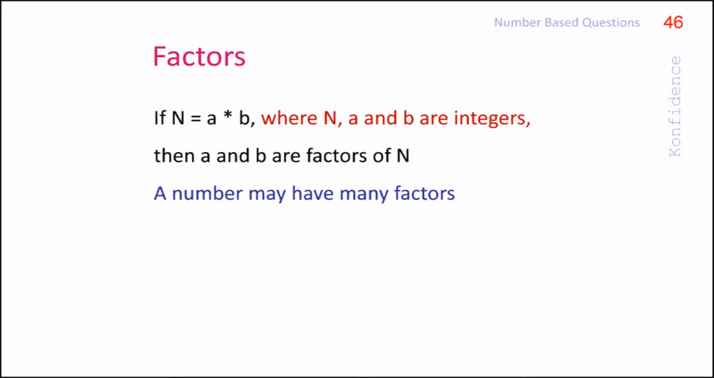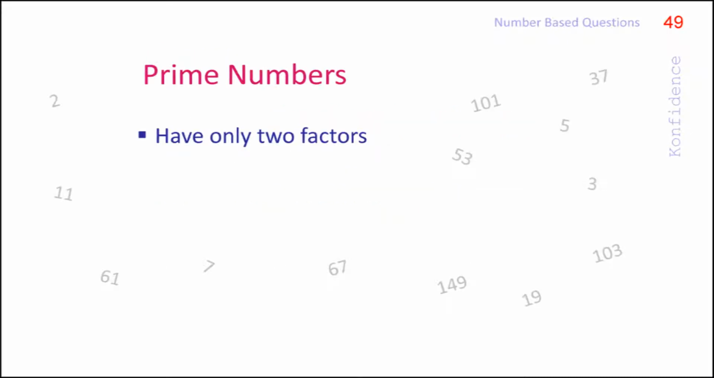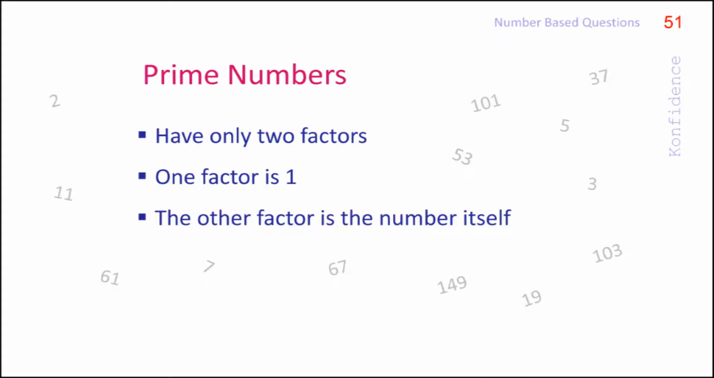A number may have many factors. For example, 1, 2, 3, 4, 6, 8, 12 and 24 are all factors of 24. A number which has only two factors, 1 and itself, is called a prime number. Examples are 2, 3, 5, 7, 11, 13, 17, etc.